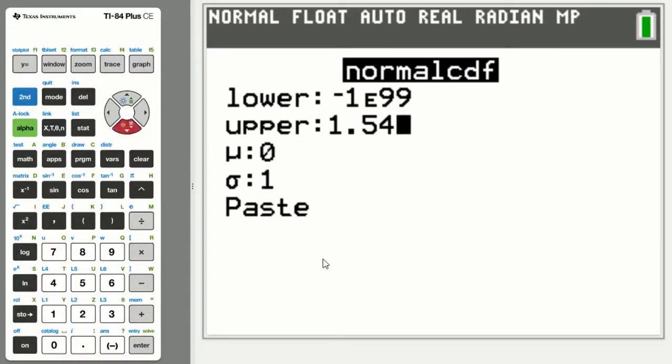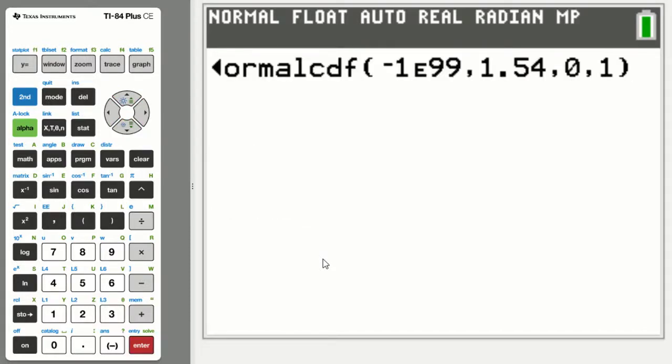And then in my style of how I teach my stat students, I always want my students to use the normal CDF command with the default mu and sigma of 0 and 1, as indicated here. 0 for mu and sigma equals 1. This is the standard for the standard normal distribution curve. And so now I'm going to hit enter and get ready for calculating the final answer.